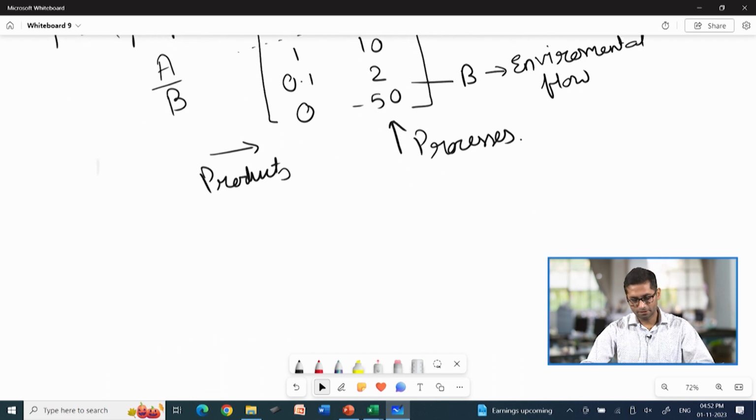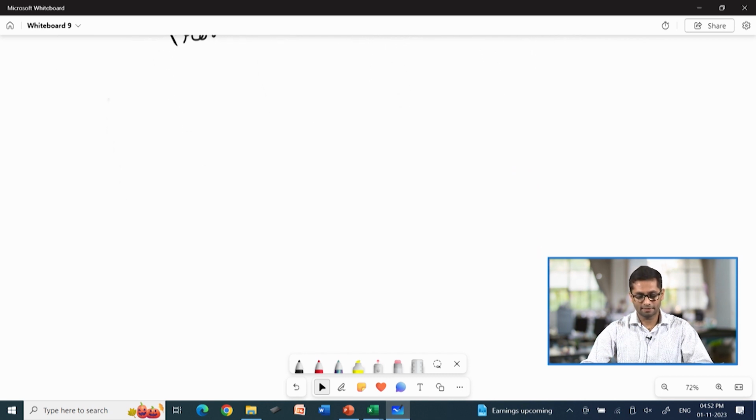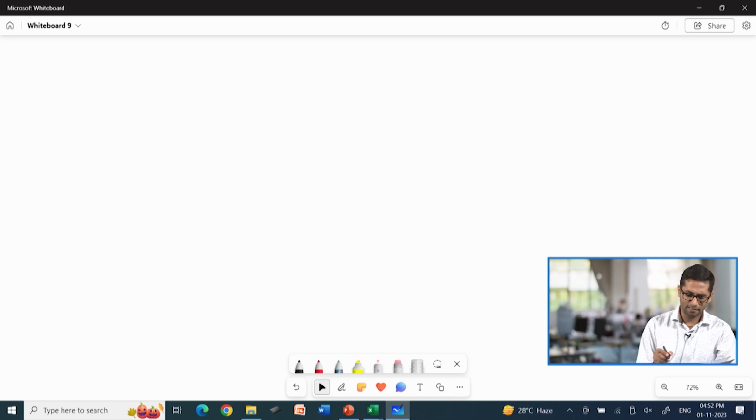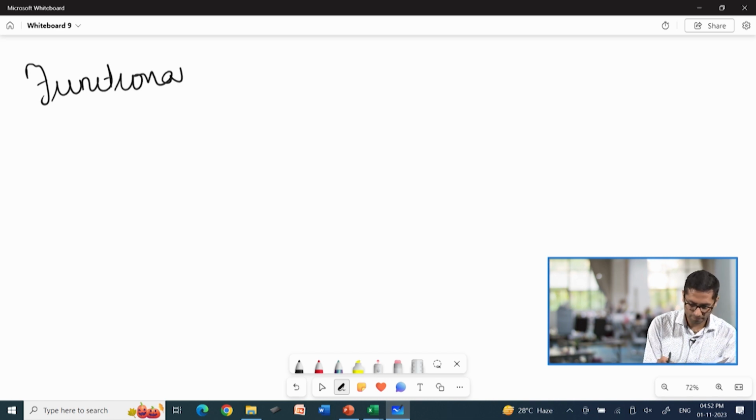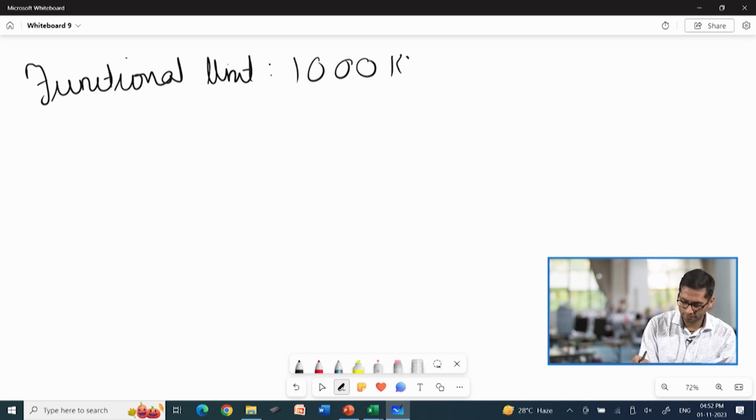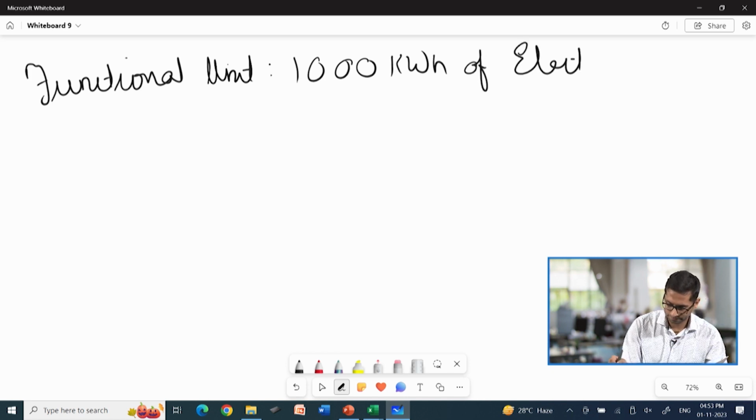Now as we have understood in the previous classes, in an LCA I would want the results specific to a functional unit. Now I would want all the emissions to be normalized with respect to a functional unit. So in this case let us assume that I would want the emissions that pertain to a functional unit of 1000 kilowatt hour of electricity produced.